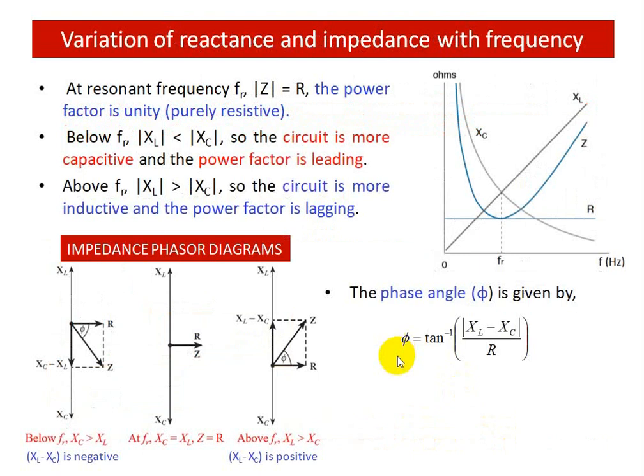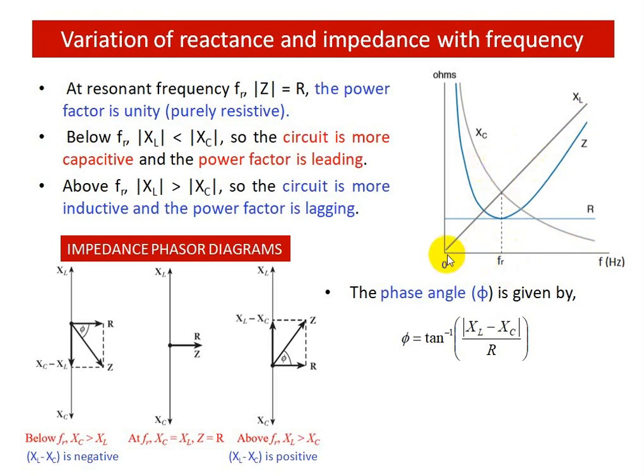Then variation of reactance and impedance with frequency. In this graph, the variation of reactance and impedance is shown here. So we all know that inductive reactance XL is 2 pi f. So with the increase in frequency, the inductive reactance also will increase. So it is a straight line. That indicates that it is linearly increasing with frequency. And whereas capacitive reactance is given by 1 by 2 pi f. It is inversely proportional to frequency.